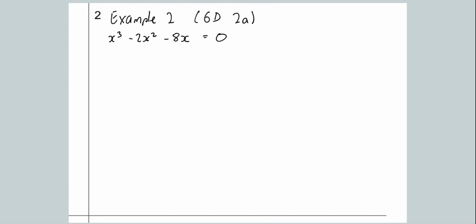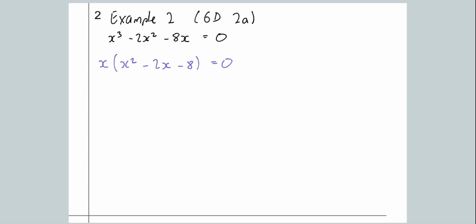x cubed minus 2x squared minus 8x. Now, you might be tempted to straight away use something like the factor theorem in order to find a factor. But please remember that you should always look for a highest common factor first. And in this case, there is. x is a common factor. So if we take x outside first, we end up with x times x squared minus 2x minus 8 equal to 0. So I've already got a factor of x.